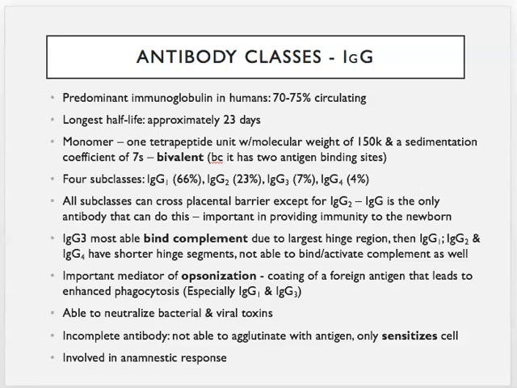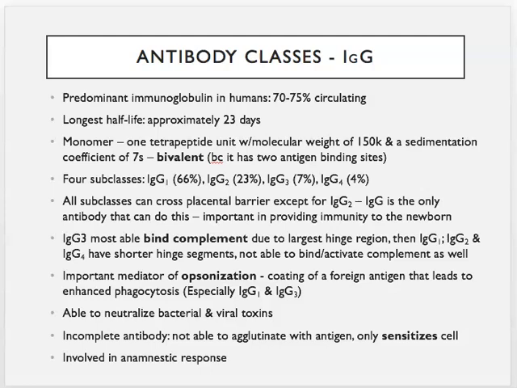And within each of these immunoglobulin classes, there are some subclasses as well. So IgG has 4 subclasses, IgG 1, 2, 3, and 4. All of these subclasses can cross the placental barrier except for IgG2. And IgG is the only one of the 5 that can do this. So IgG plays a very important role in providing immunity to the newborn.